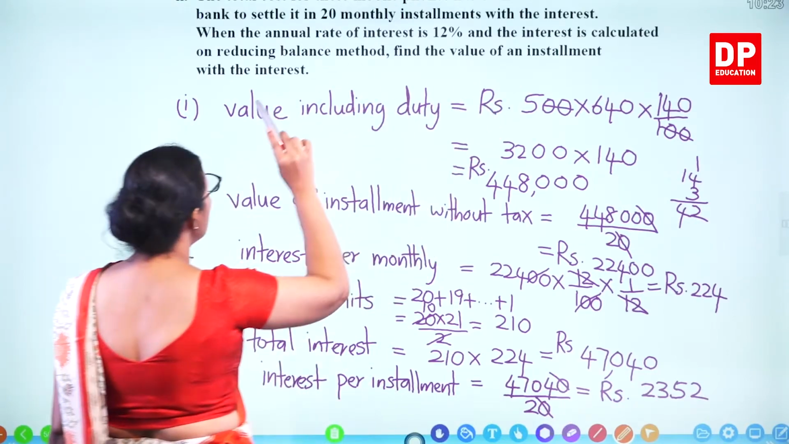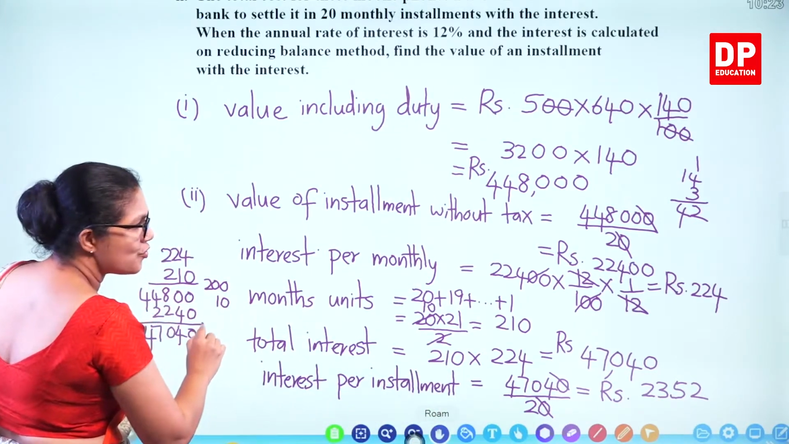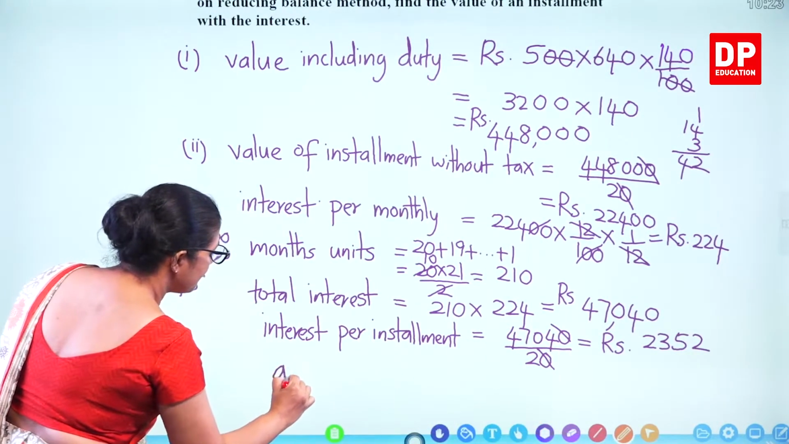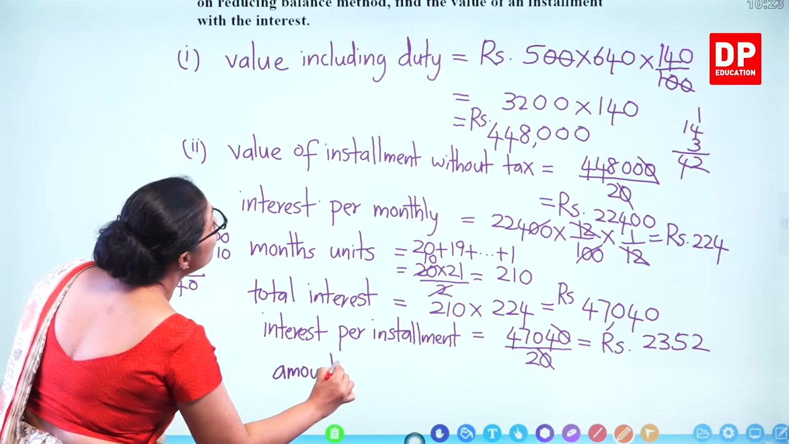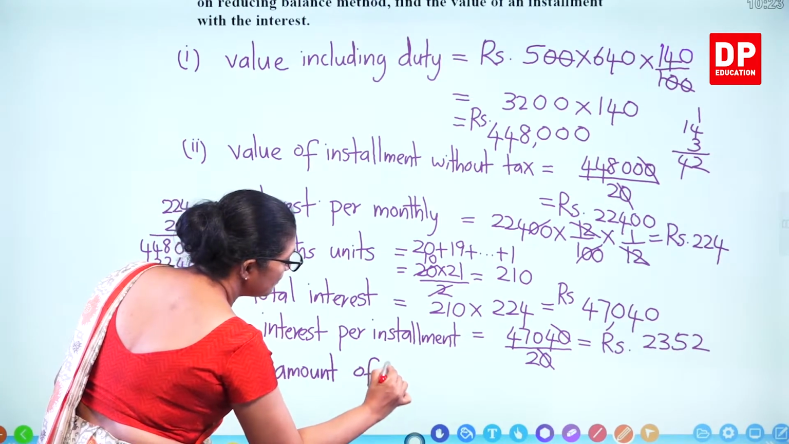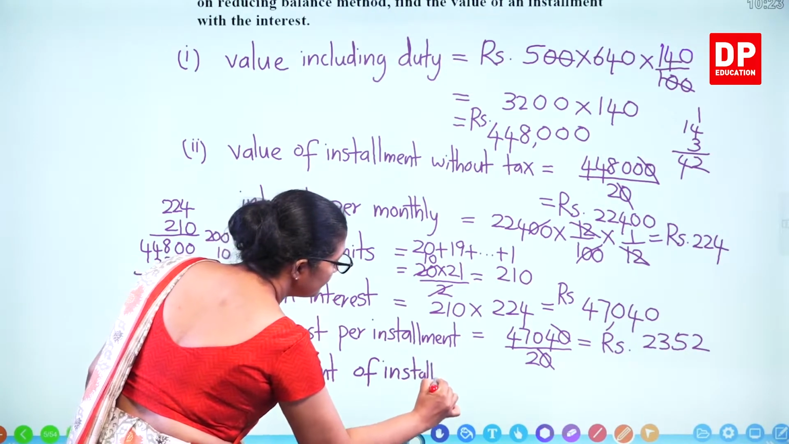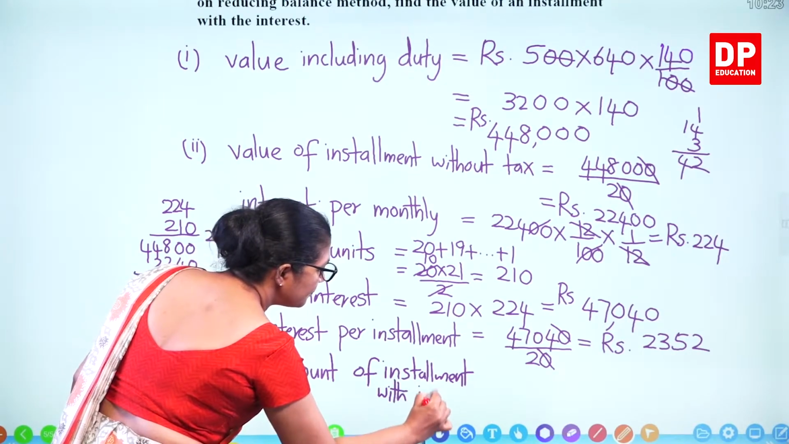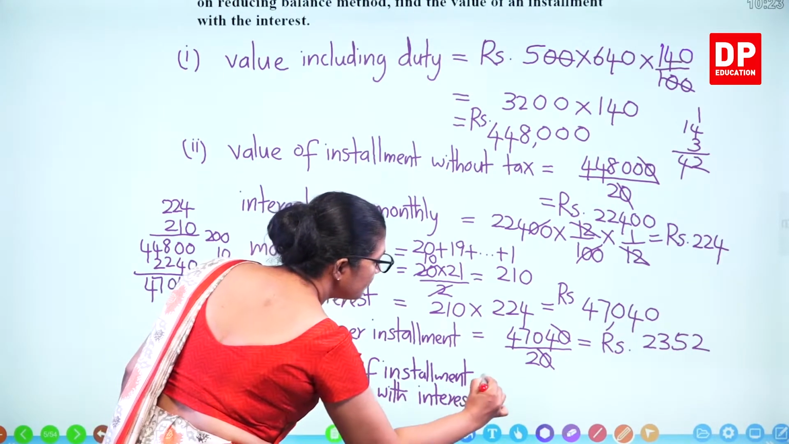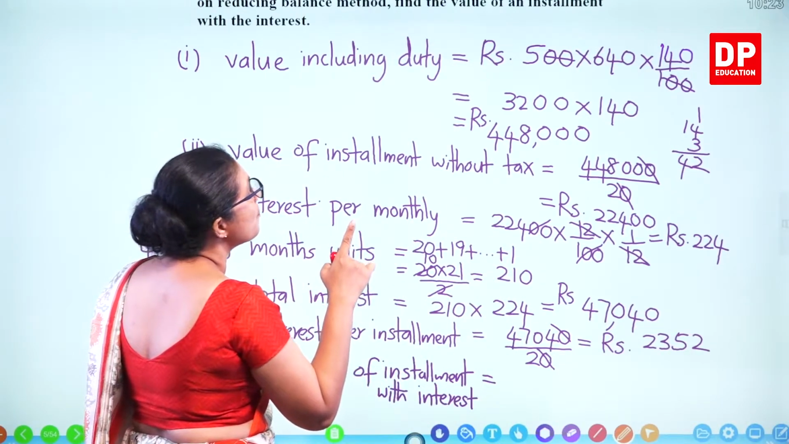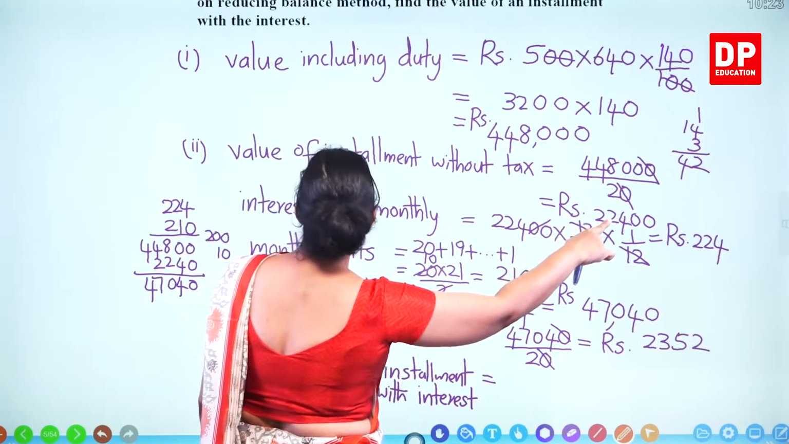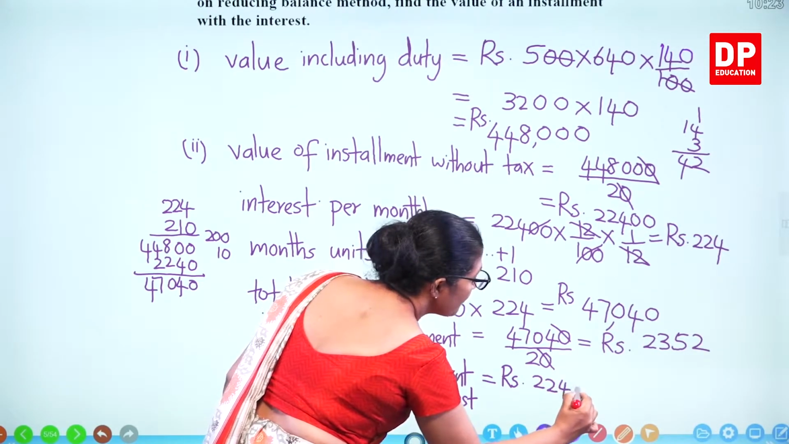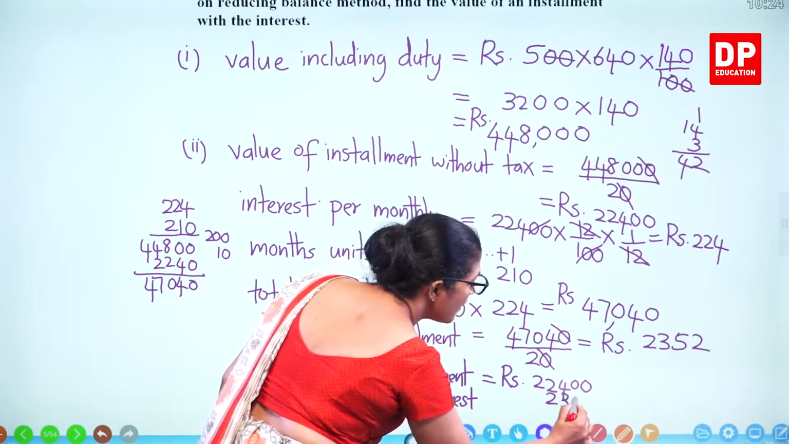So what is the amount for an installment with the interest? You have to add these two. So the value of the installment with interest, we have to pay 22,400, that's without interest, plus 2,352.